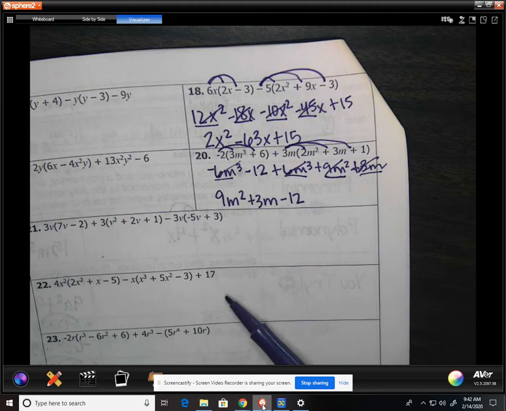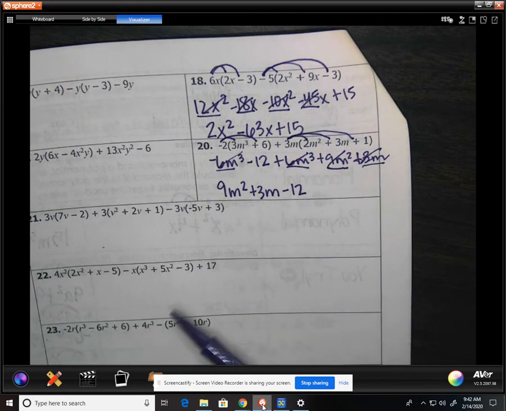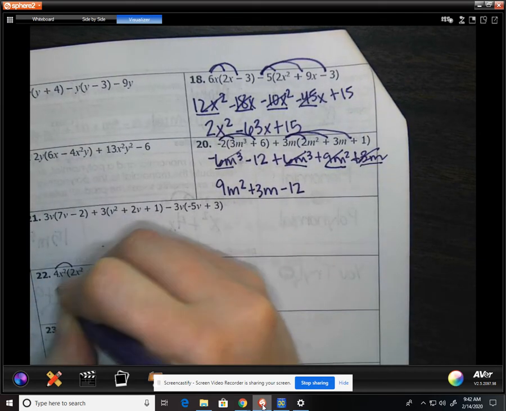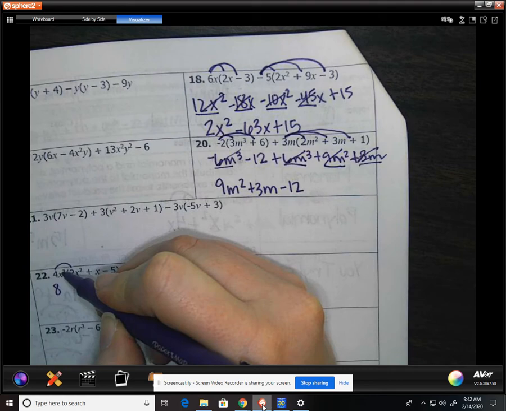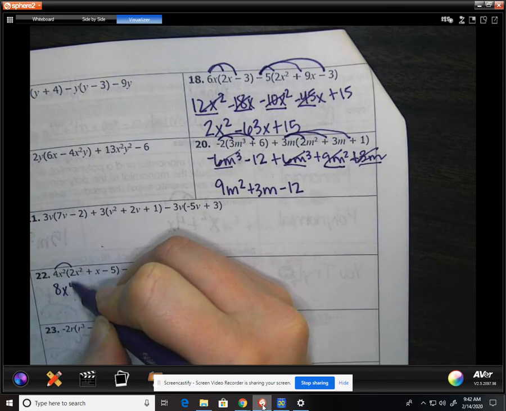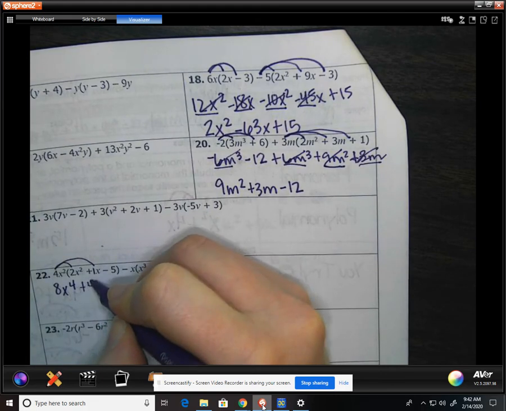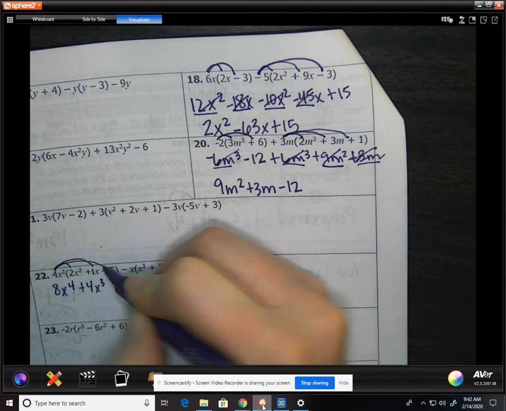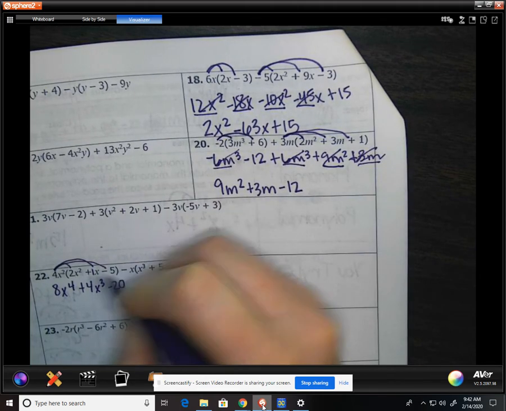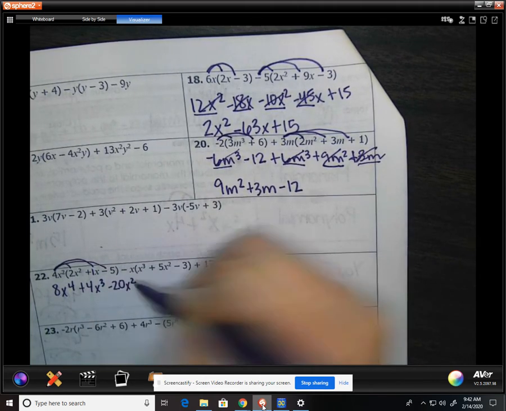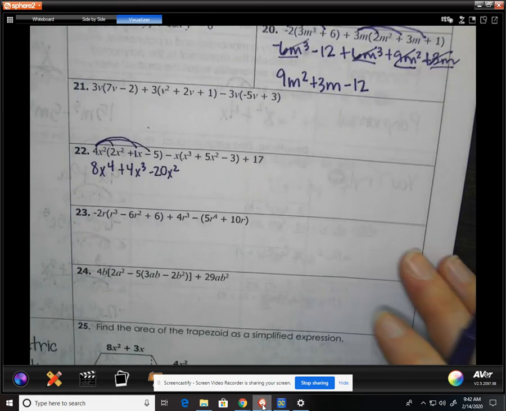Okay, so going to number 22, I have 4x squared times 2x squared plus x minus 5. I have to distribute this first. So 4 times 2 gives me 8. And if I have an x squared and an x squared, I add to get x to the fourth. And then 4 times, there's technically a 1 there, would give me 4, and 2 plus 1 gives me x to the third. And then 4 times negative 5 gives me negative 20. And I have to keep that x squared. I can't get rid of it.